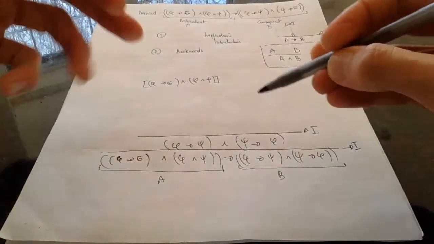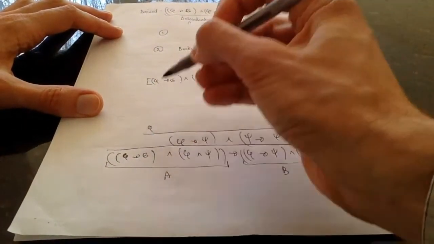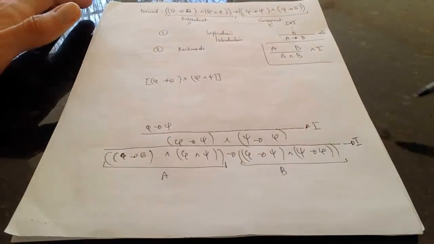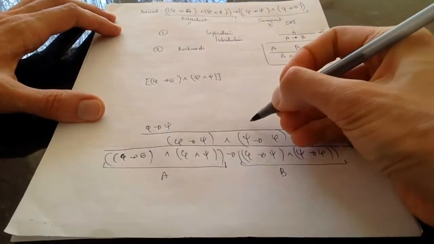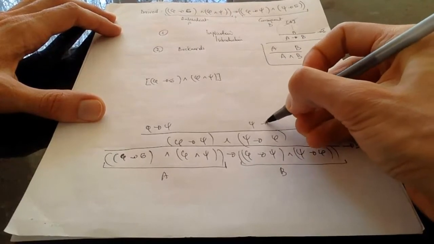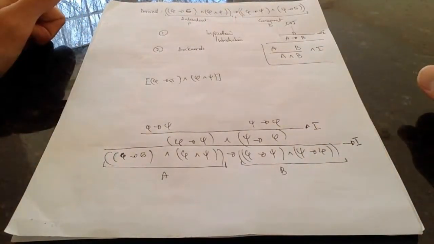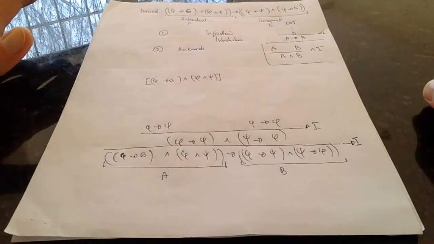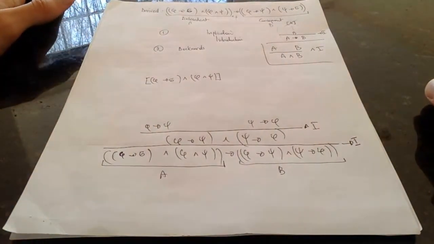So if I work backwards, I should split this into two separate parts. On the one hand, I have phi implies psi. So this is what's on the left-hand side of my conjunction. And then what's on the right-hand side of my conjunction is this. So I have two separate things. So let's think now about each of these separately. So let's start with phi implies psi on the left-hand side.